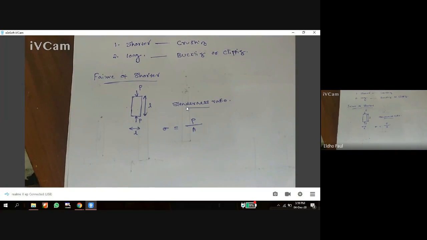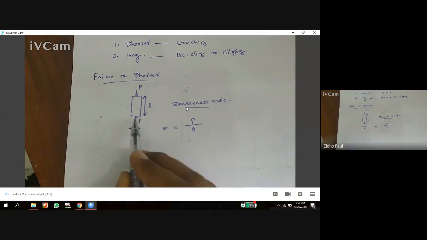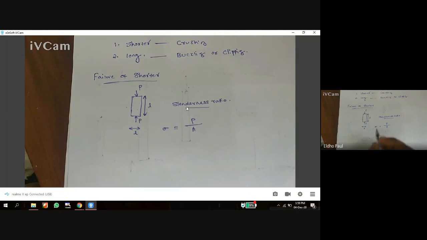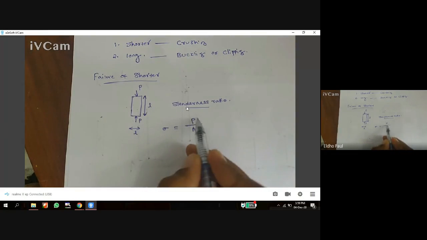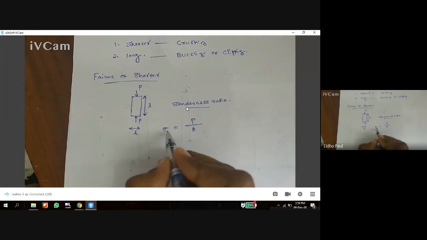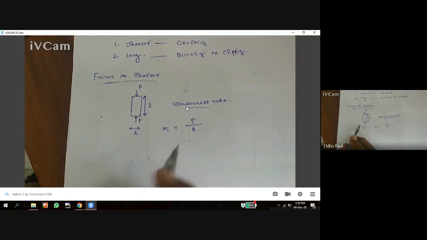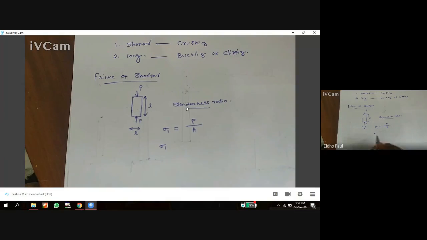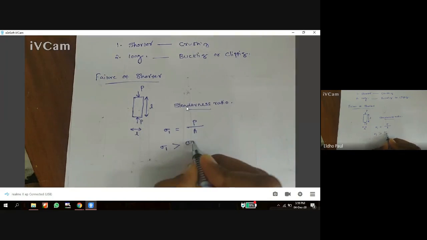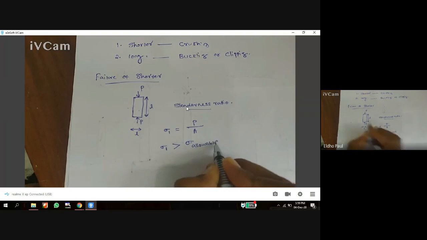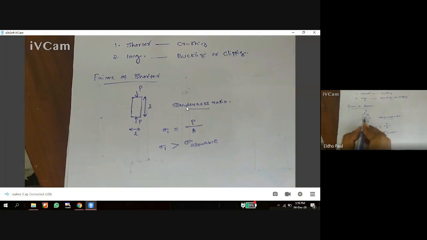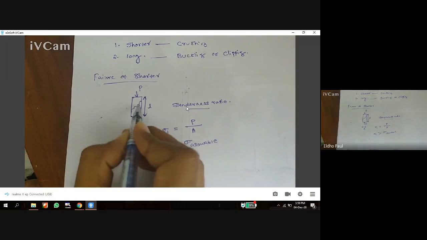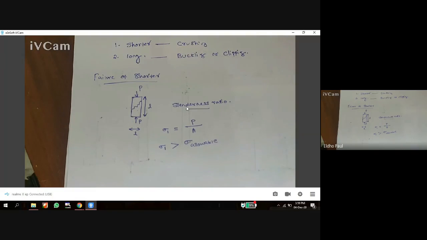How does this failure occur? When I increase this P value, the load acting on the shorter column, at a point, the stress developed because of this P, for example sigma 1, is a stress developed based on the applied load P. When this stress sigma 1 is greater than the allowable stress of the material, what happens? A crack will be generated, then the crack propagates. Finally, a crushing failure occurs on this shorter column.